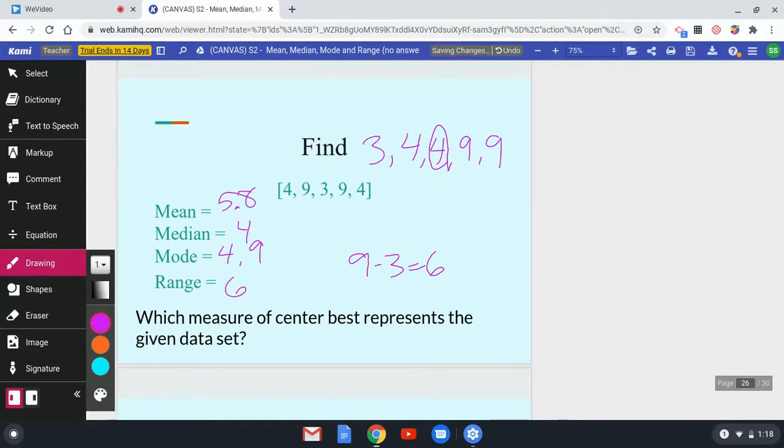Okay, our numbers are kind of all over the place, right? Which measures of center? When we talk about measures of center, we're talking about these two. Which best represents the data in our set? What measure of center? I think the median in this case, because it's actually one of the numbers in our data set.